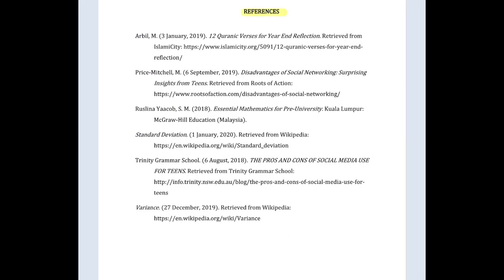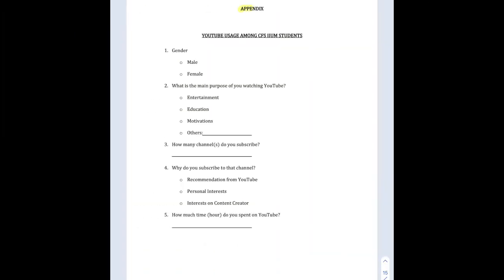And finally, your reference or bibliography. You need to use APA style in writing the bibliography. You can see that the students here have written it in APA style. And the final step, you need to do the appendix where you will insert your survey form. That's the end of the report project.